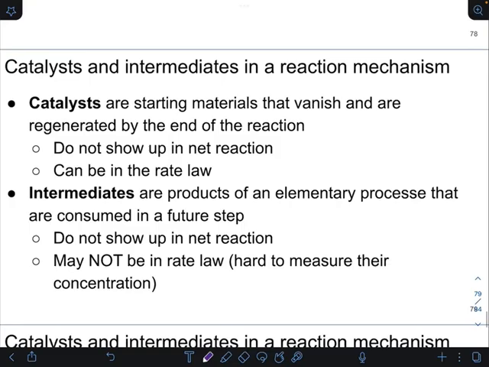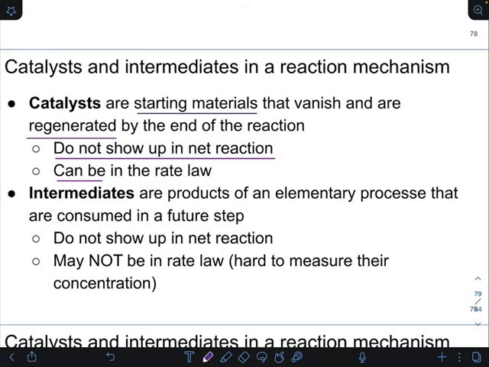All right, some vocab words. I think the rest of this is not too bad. I think we did the hard stuff. A catalyst is something that appears in the starting material and then is regenerated by the end of the reaction. It does not show up in the net reaction, but it can be in the rate law occasionally. That often trips people up. There's no problem with a catalyst being in the rate law because we can measure the concentration of a catalyst. We know how much we're adding.